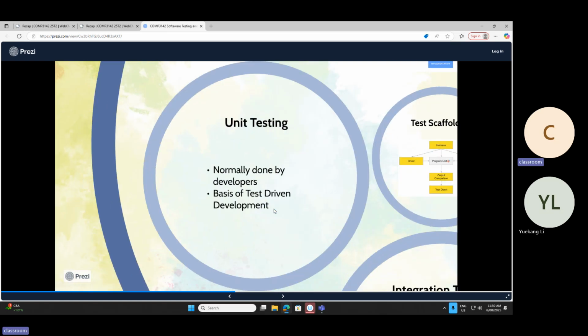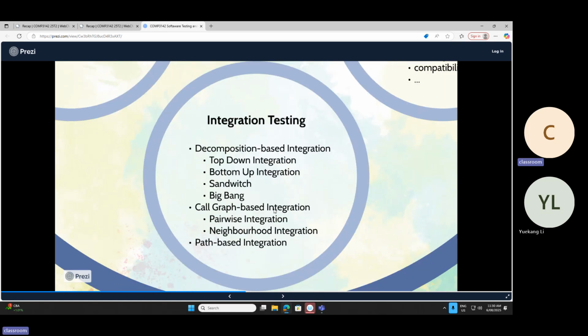And now let's go through these different levels of testing one by one. For unit testing, normally it's done by the developers of the code. And it is actually the basis of test-driven development. So we can develop unit tests first, and then we write the code to pass these tests. And we also learned integration testing.